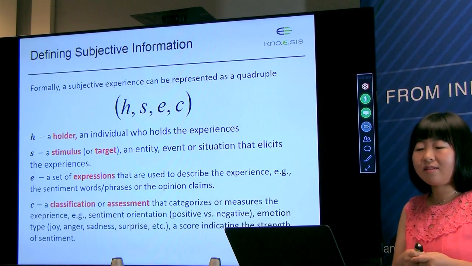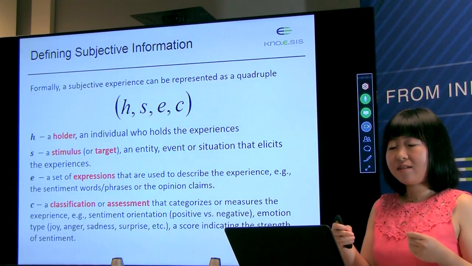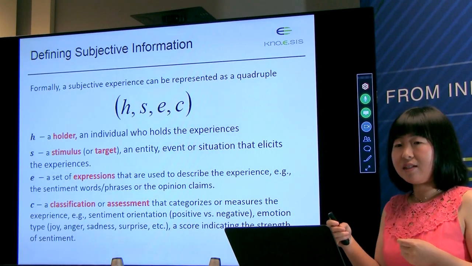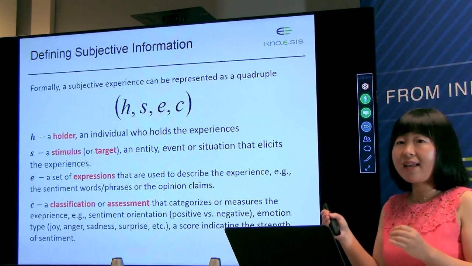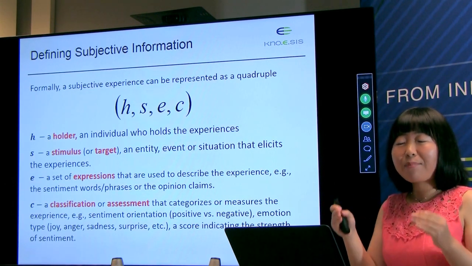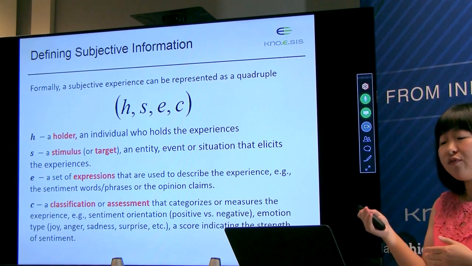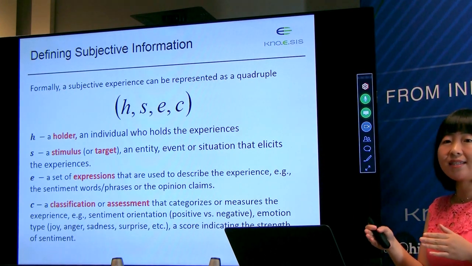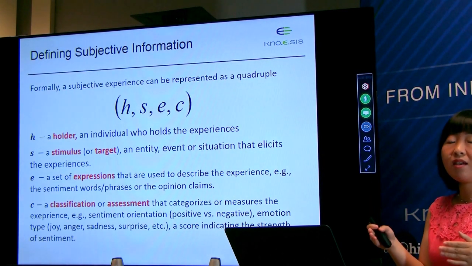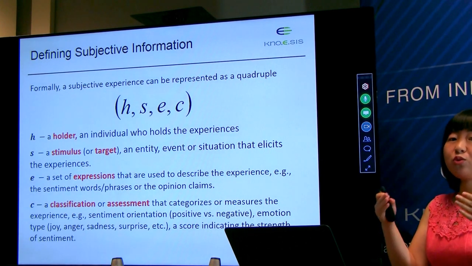The last element is a classification or assessment that categorizes or measures the experience. This classification or assessment usually depends not only on the type of subjective information, but also on the application itself. For sentiment analysis, sometimes we classify the sentiment in text into three categories: positive, negative, neutral. But sometimes we want to assess the strength of the sentiment, like weak, medium, strong.